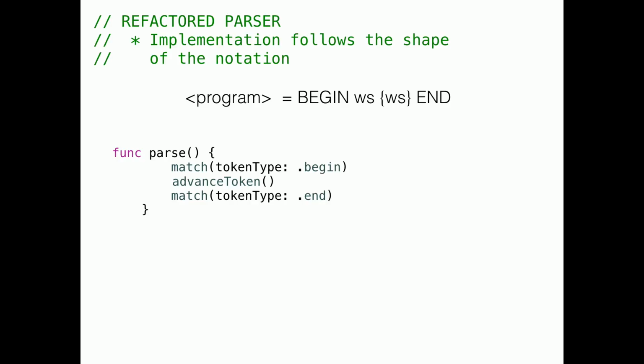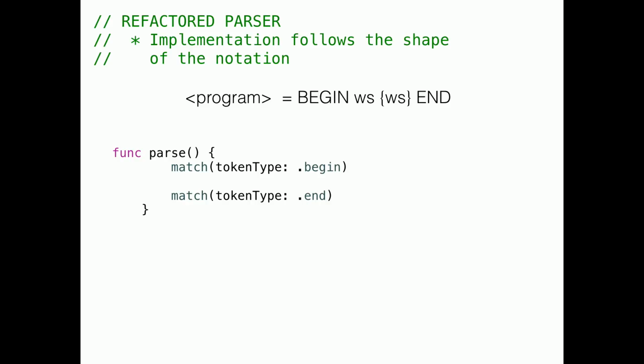So let's do that. So here's the parse function where we've extracted what those guard statements were doing into a match token type function. So this will throw an error and cease compilation if it doesn't get the token type that you pass in. And the advance token function also helps us here to advance automatically past any number of whitespace tokens or comment tokens. So you can see clearly how this matches the shape of our very limited and simple notation here for our simple grammar. We can actually go a little further.